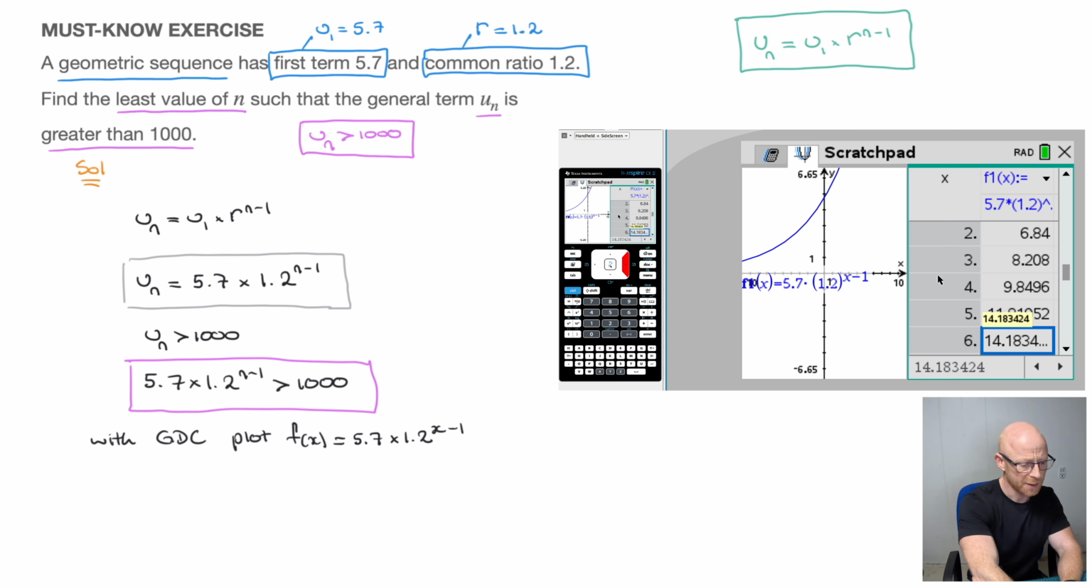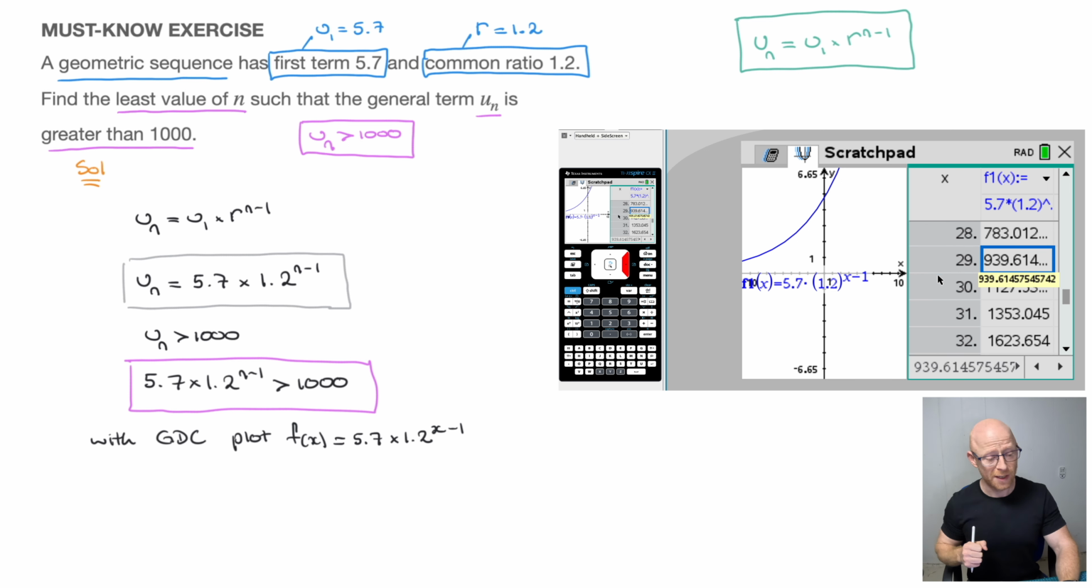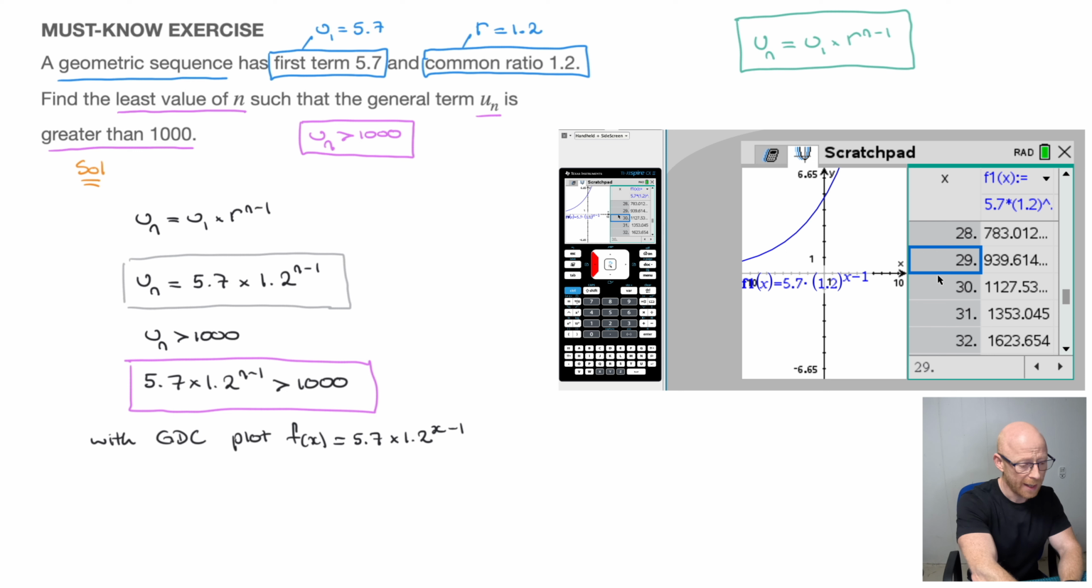So let's go ahead. If I scroll down here, there we go, I'm at 35, I keep on going, 50, 60, 73, and so on. And I'll keep on going until I reach the value greater than 1000. There we go, we missed it there. It's right here. We can see that when x is equal to 29, the 29th term is equal to 939.614575457. We can see that at the bottom of the screen there. And we can see that when x equals 30, the 30th term in the sequence is equal to 1127.537, and so on and so forth.